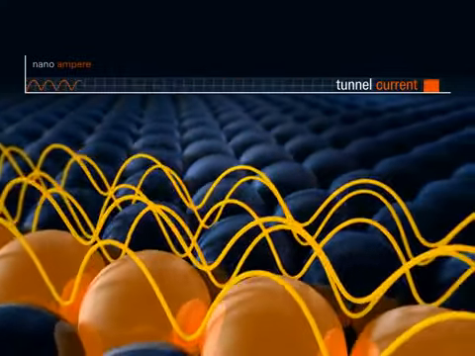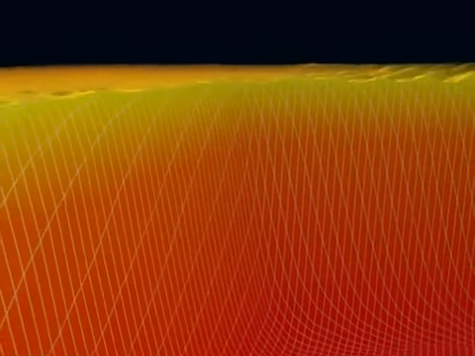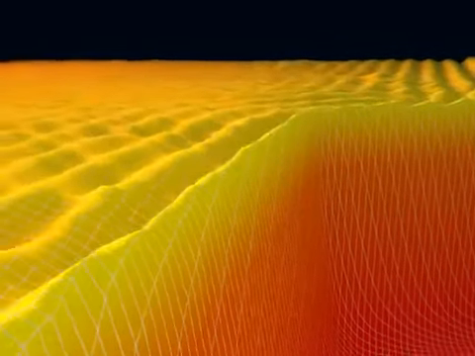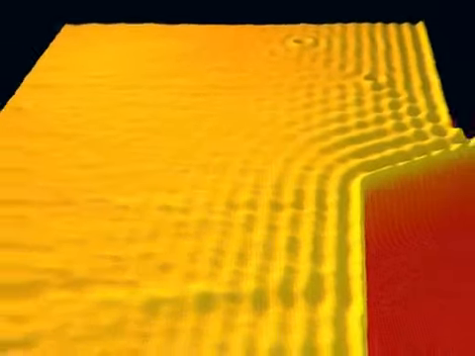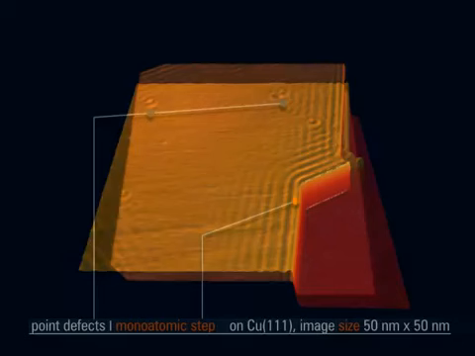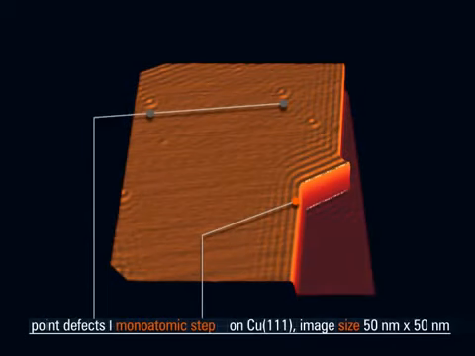The tunnel current depends also on the electron density of the sample. Therefore, investigations of the electronic properties are possible. We study how the electron density varies due to electron scattering processes. We observe a wave-like modulation pattern of the electron density. Its characteristics are described by the laws of quantum physics.